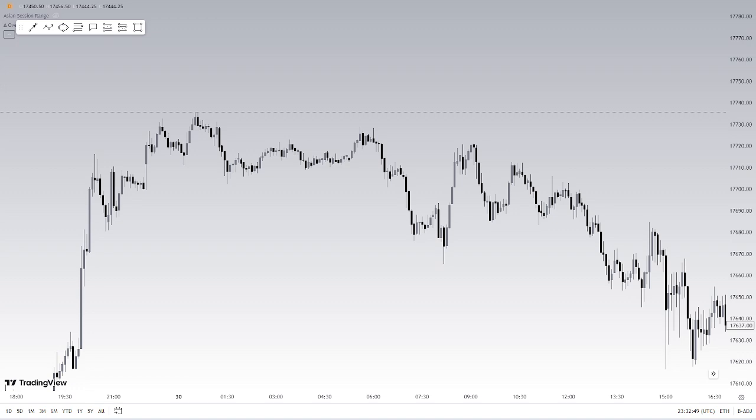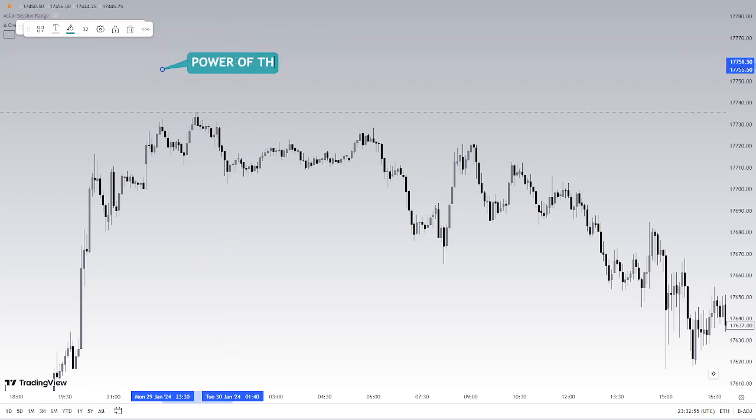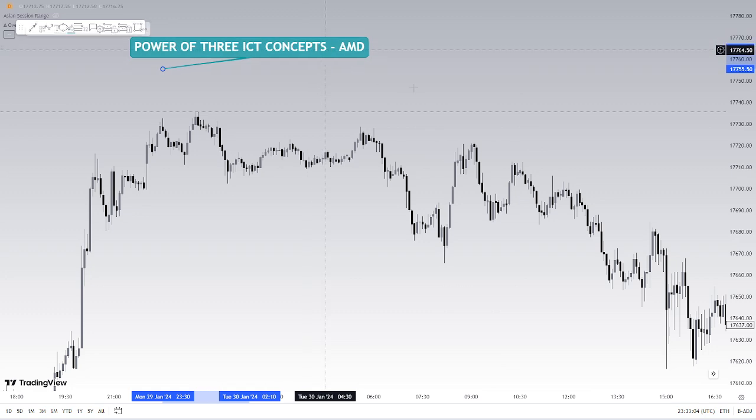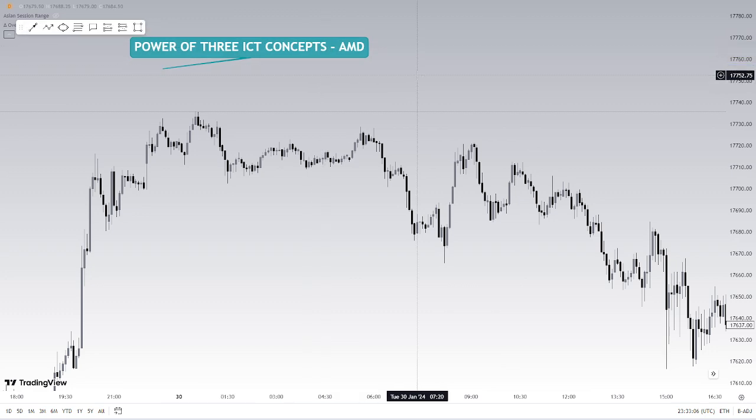But really, these models all rely on the power of three. So they rely on ICT concepts, right? They all rely on this thing called the AMD, which is the accumulation, manipulation, and distribution. So all three models will rely on that, but they all have different nuances. And we're in this video going to discover what these nuances are in price, okay?